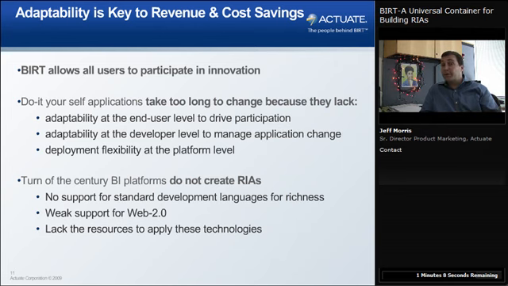If I were to use turn-of-the-century BI products and platforms, I wouldn't be able to do this because they don't have the kinds of standard development languages and support that BIRT offers, like Java and JavaScript. They have weak support for Web 2.0 technologies like Ajax and Flash. Oftentimes we find that other applications have bet the farm on Flash, only to find out that they have to rewrite their application in Flex in order to get the adaptability that they seek. And finally, they lack the resources that BIRT offers, with the millions of developers who are now capable of using BIRT because of its success in the open source marketplace.